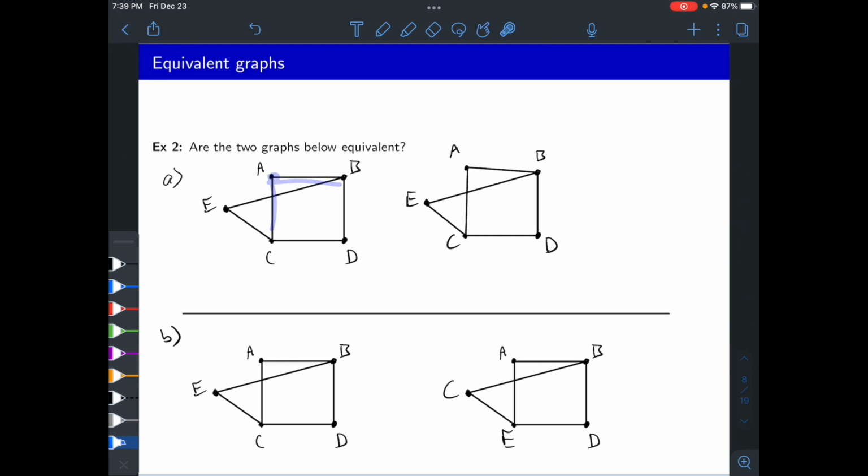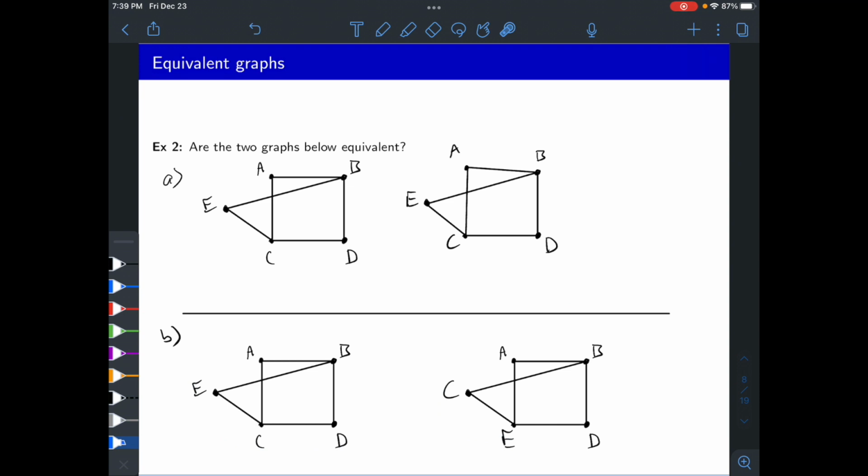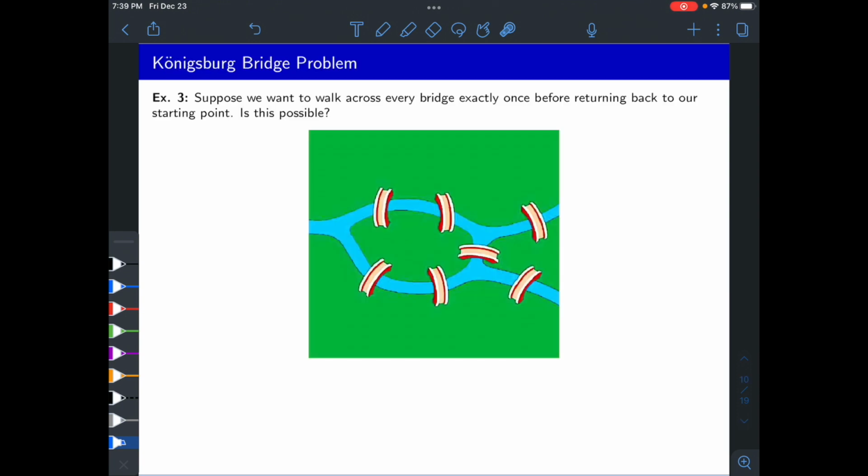A is connected to B and C over here, and A is connected to B and C over here. Therefore, the degree of A has to be 2 in both of those equivalent graphs. That's not the case down here because the degrees are different. They're recording different information. So yeah, this is the definition: the degree of a vertex is the number of vertices it is connected to by an edge.